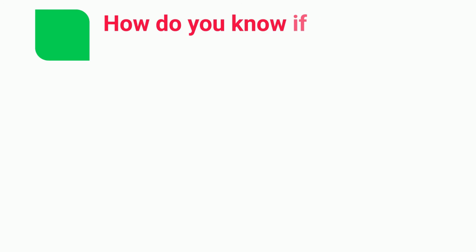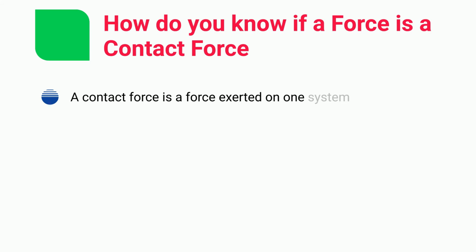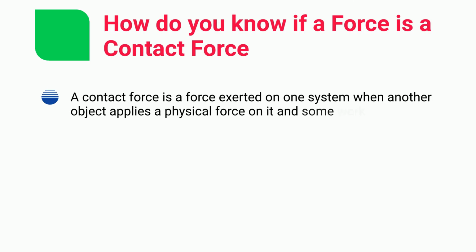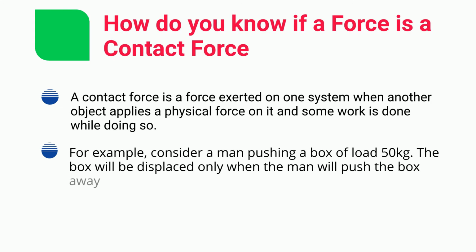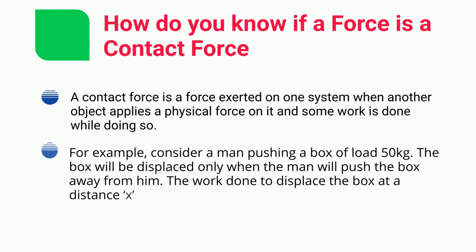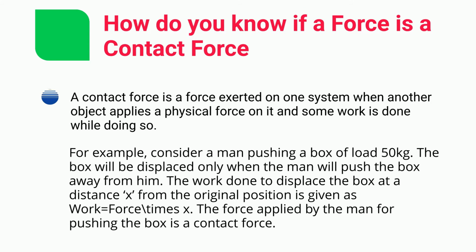How do you know if a force is a contact force? A contact force is a force exerted on one system when another object applies a physical force on it and some work is done while doing so. For example, consider a man pushing a box of load 50 kilograms. The box will be displaced only when the man pushes the box away from him. The work done to displace the box at a distance, x, from the original position is given as. The force applied by the man for pushing the box is a contact force.